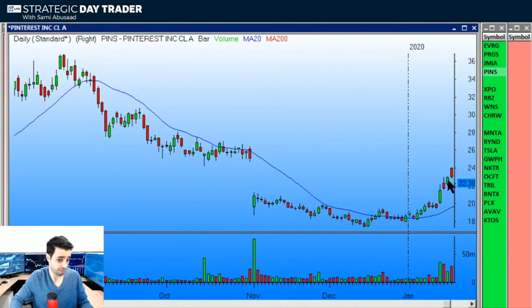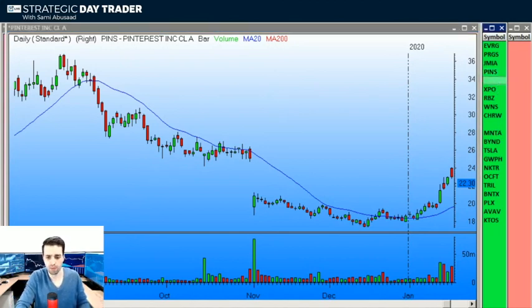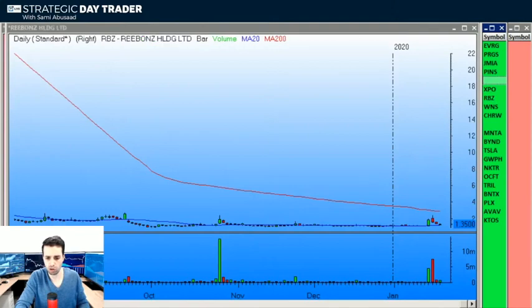Next on the list was PINS, which was not today, the day before. So up, green bar, away from the 20, and then a gap up. That's a little novice. Was it a good novice gap? No, it wasn't a good novice gap, but it was novice.